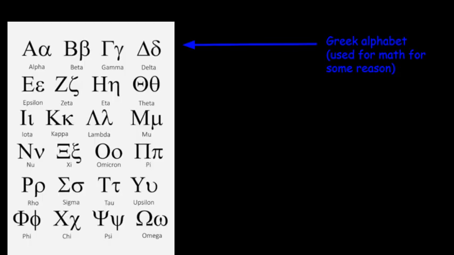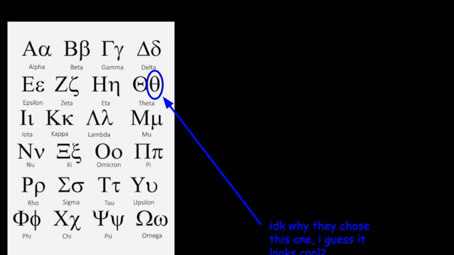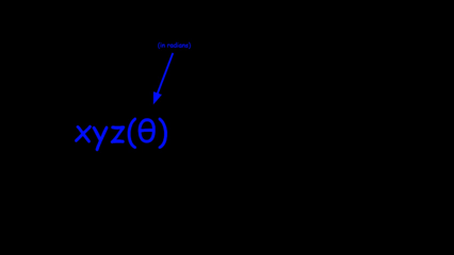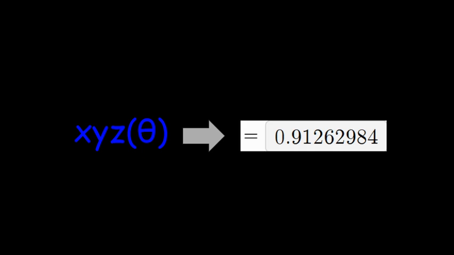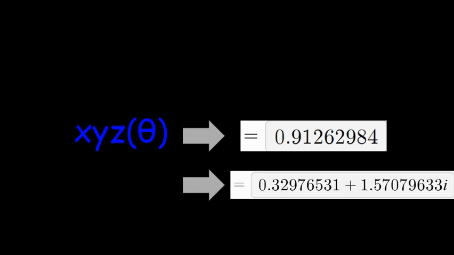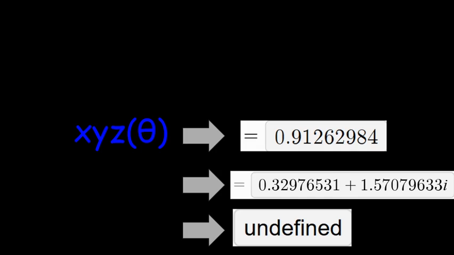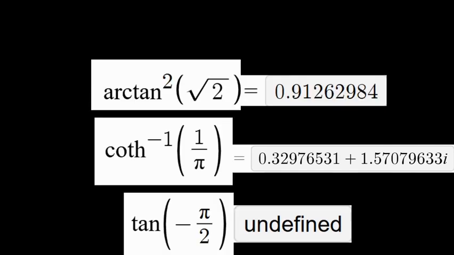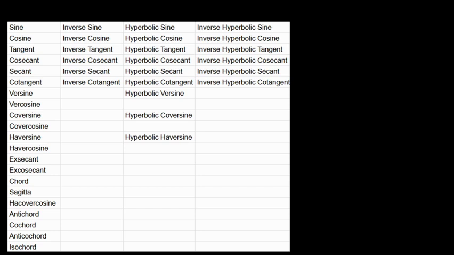For some reason, when naming things, math likes to use the Greek alphabet a lot. For our purposes, we're going to use theta. So when we take a function of theta in radians, we're going to map that onto some strange number. Sometimes it's a complex number, sometimes it's not a number at all. Here are the respective equations.